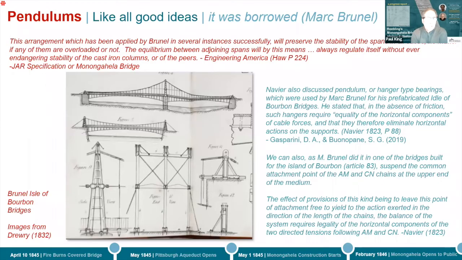Now, like all good ideas, it was borrowed from Mark Brunel. And Roebling writes about this in his specification. He says, the arrangement, which has been applied by Brunel in several instances, will preserve the stability of the spans in all cases, no matter if any of them are overloaded or not. The equilibrium between adjoining spans will by this means always regulate itself without ever endangering stability of the cast iron columns or of the piers.